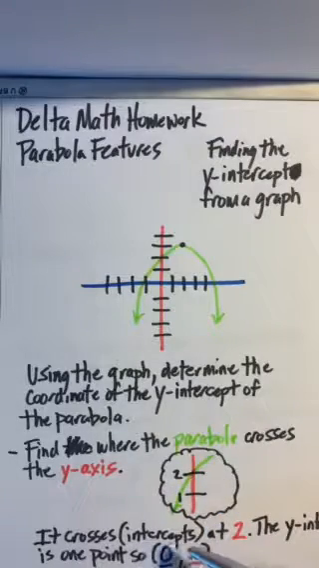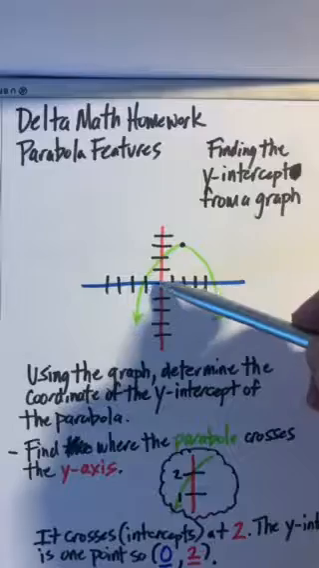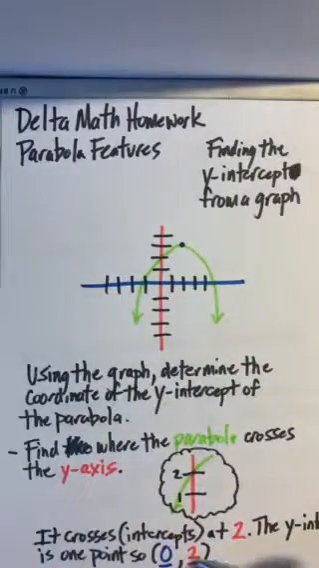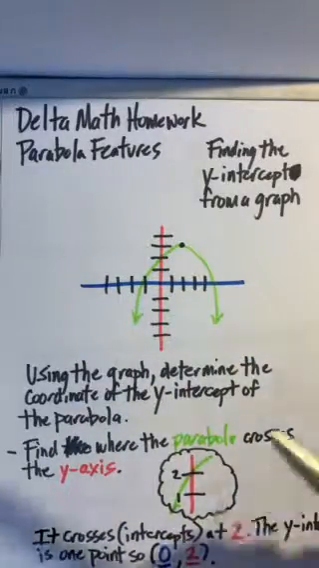So it crosses or intercepts at 2, and our y-intercept is a point, so the y-intercept is 1 point, so our x is 0, and our y is 2. Not too bad, not too hard.